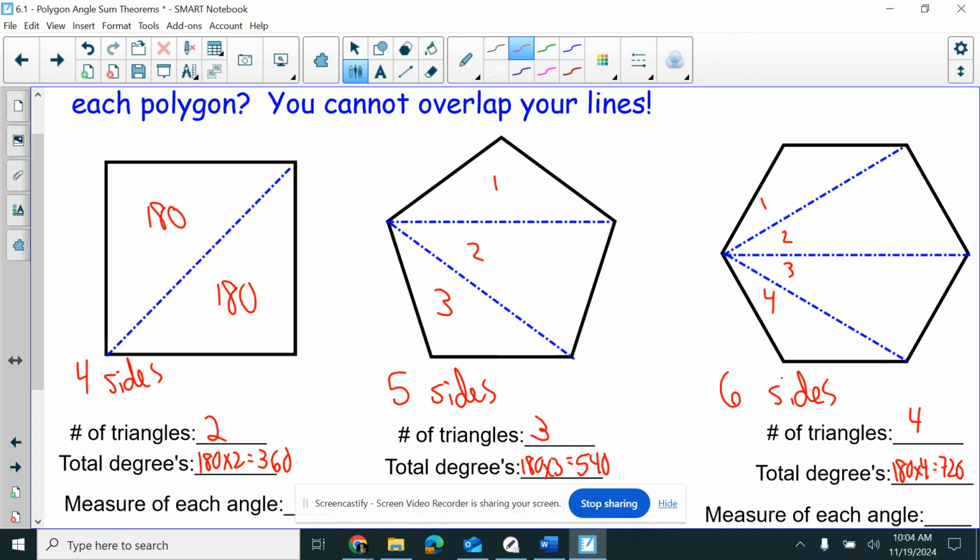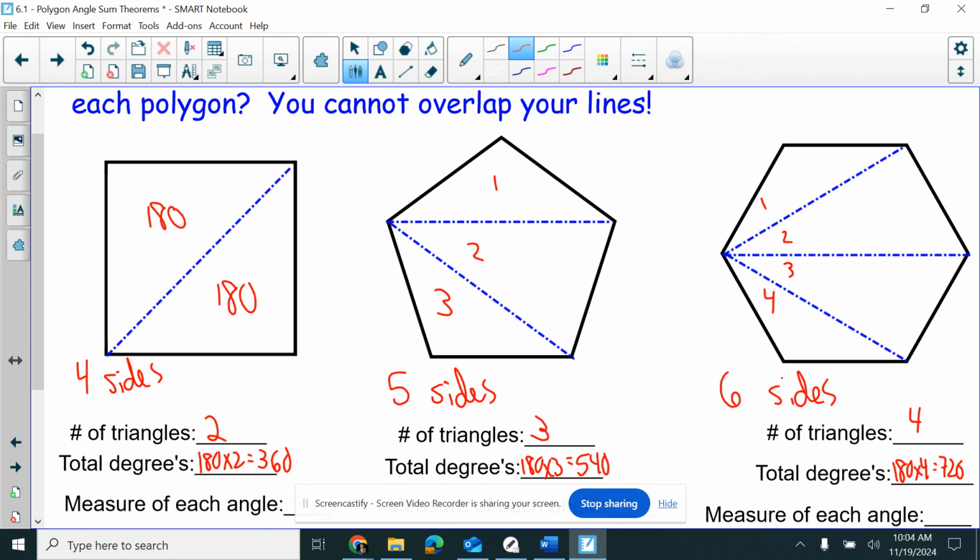If you look at the 3 examples that we looked at, we had 4 sides, 2 triangles, 5 sides, 3 triangles, 6 sides, 4 triangles. Each time the number of triangles was always 2 less than the number of sides. So if I had 10 sides, then that would be 8 triangles. So it's always going to be 2 less.